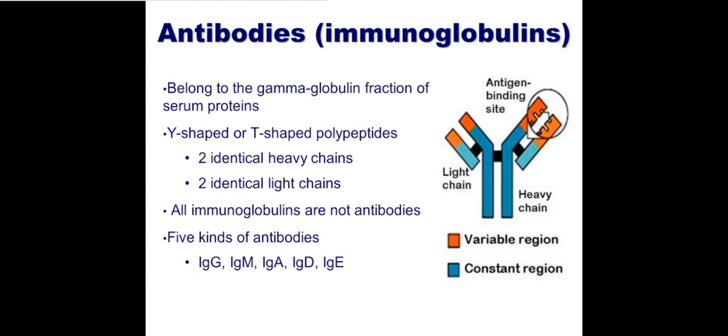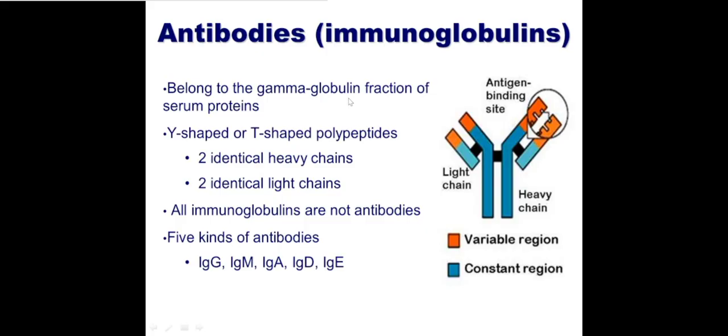Clear? Now, the antibody that is produced from the B cells belongs to the gamma globulin fraction. Antibodies are also known as immunoglobulins. An antibody is a Y-shaped or T-shaped polypeptide.